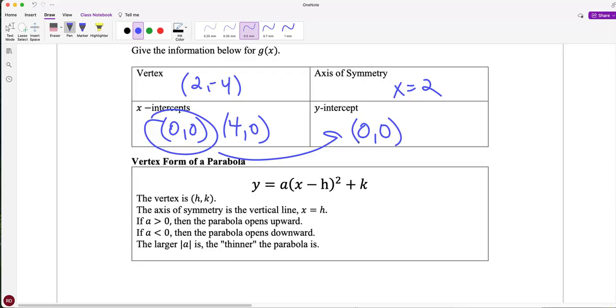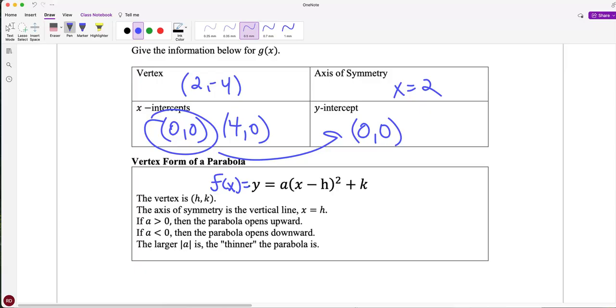Now, the vertex form of a parabola: you're going to have y, or f of x, equals a, x minus h squared plus k. The vertex is h, k. The axis of symmetry is the line x equals h. If a is positive, the parabola opens up. If a is negative, the parabola opens down.